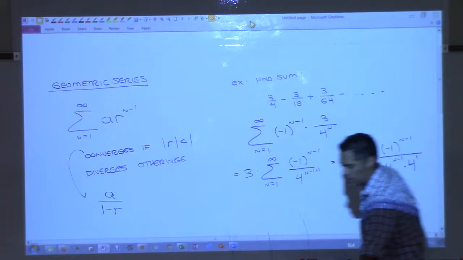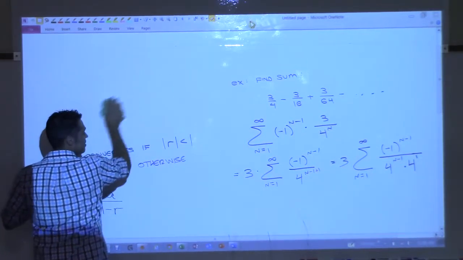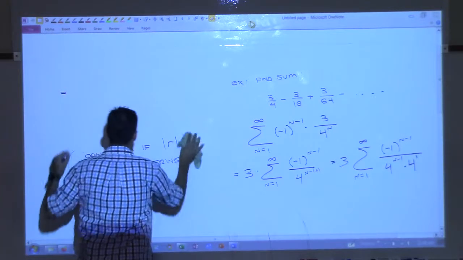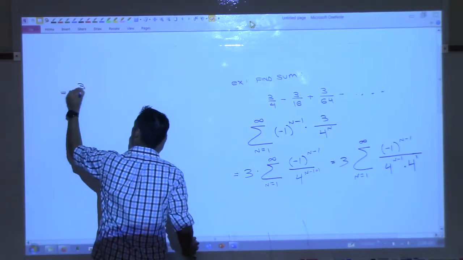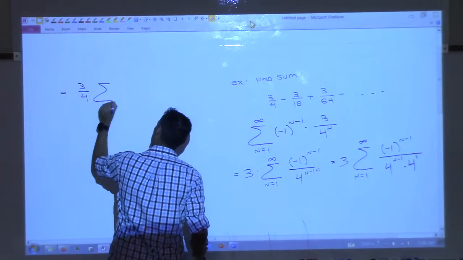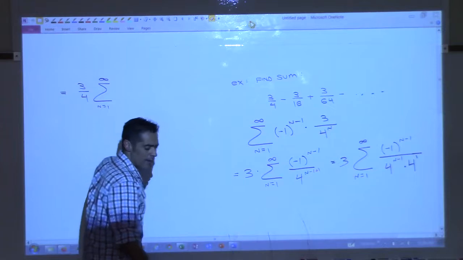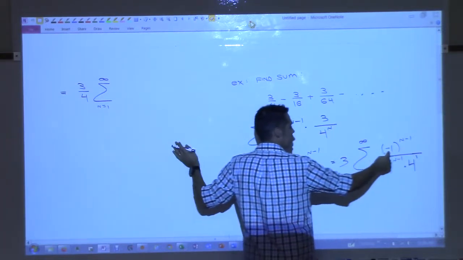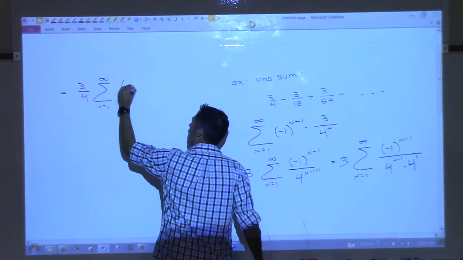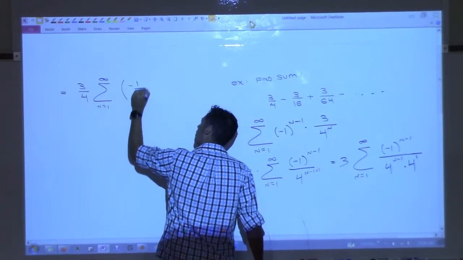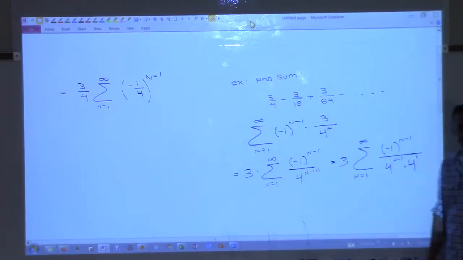So let me go to my next line here. Do you want me to pull the 4 out? I mean, I pulled the 3 out. Okay, I'll pull the 4 out. It's going to come out on the bottom, though. 3/4 sum n equals 1 to infinity. Okay, so now we have negative 1 to the n minus 1 over 4 to the n minus 1. Since those are both to the same power, I can rewrite it like this. Right? That's the same thing.